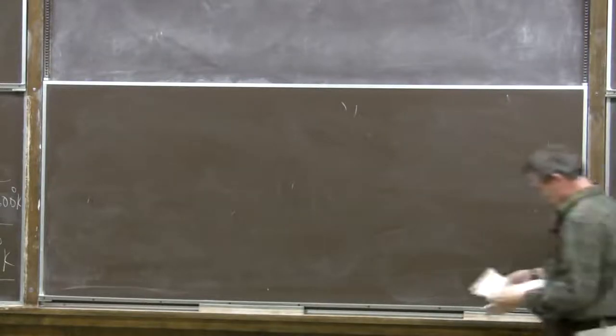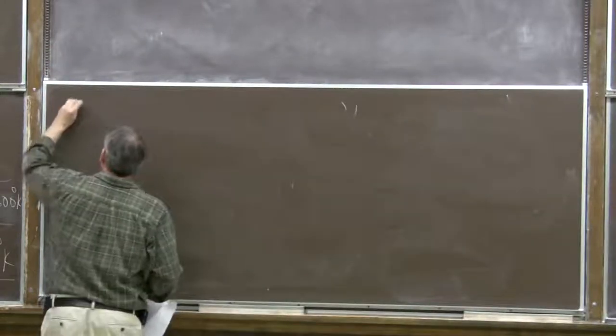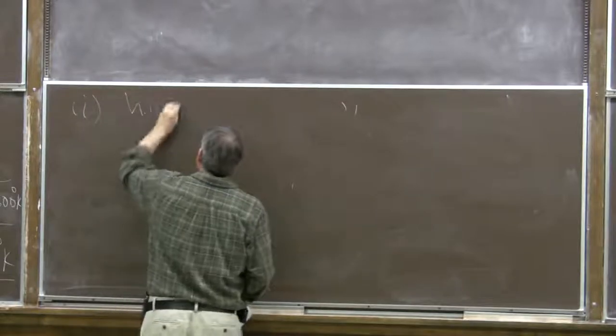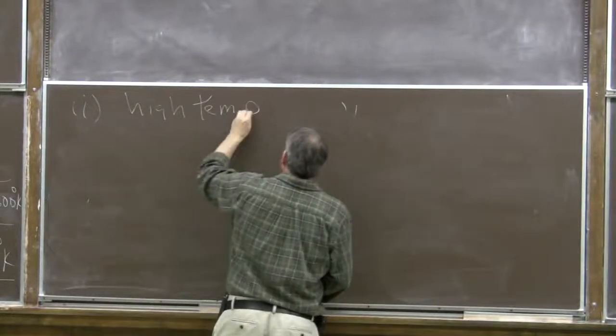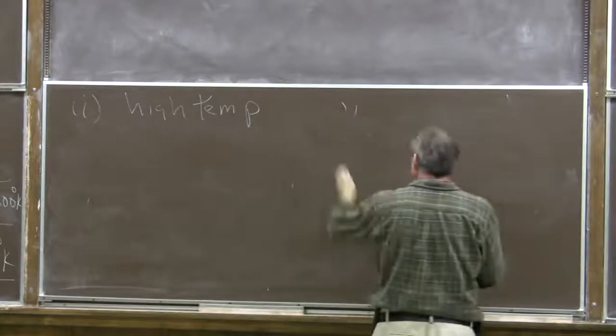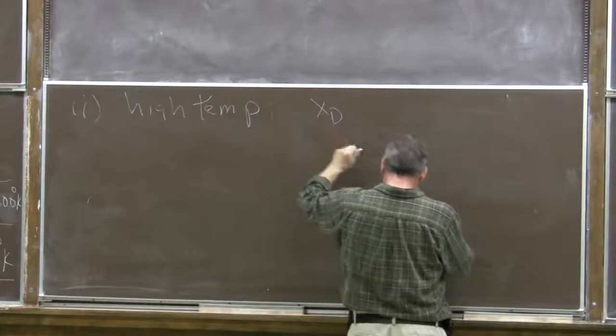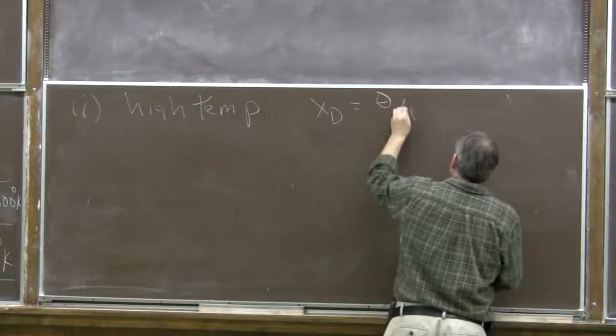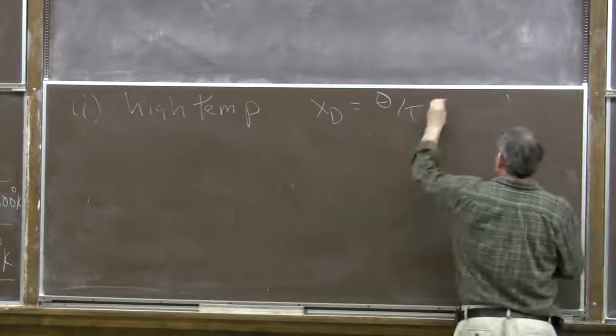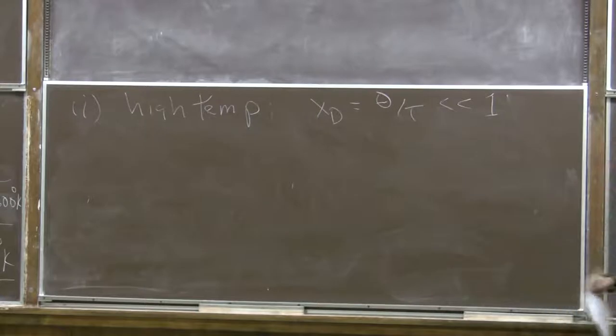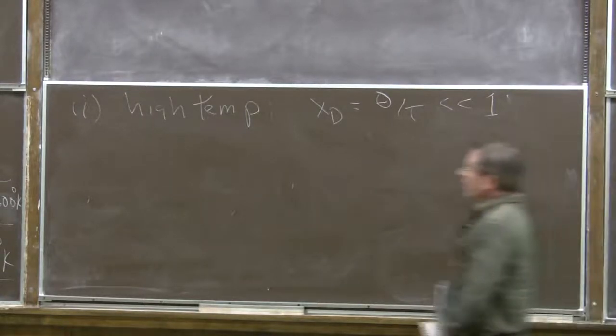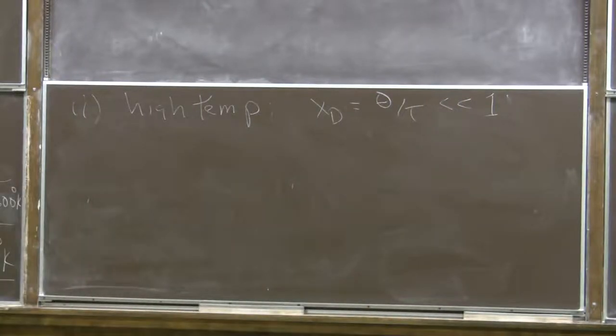What about the other limit? That one's easy to do, high temperature. So high temperature means that x Debye is small. The temperature is large compared to the Debye temperature. So that means when we integrate our black body spectrum, we're cutting it off down here somewhere. And that means the quadratic approximation is pretty good.